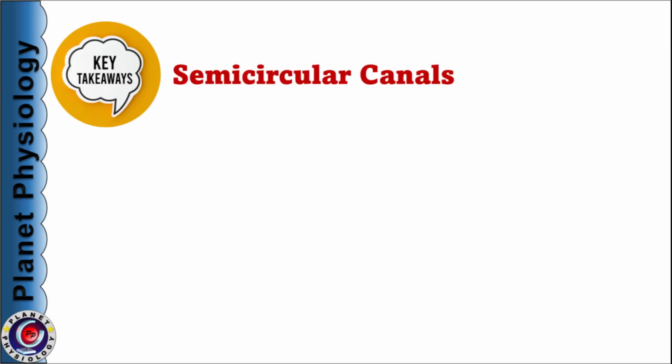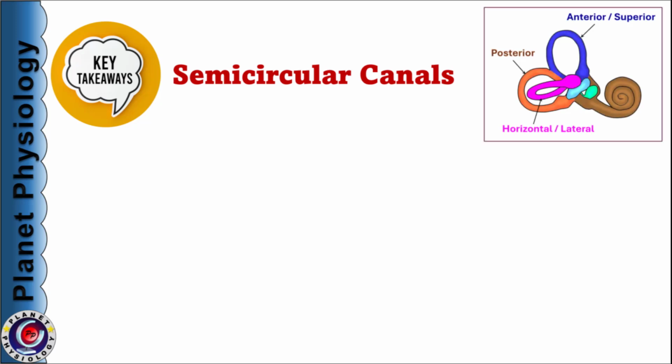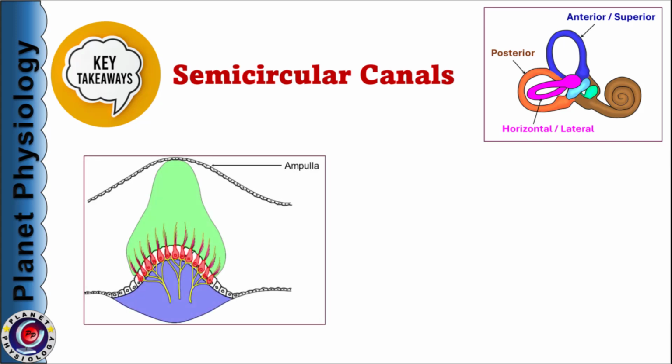Okay, so what are the important takeaways of this session? Anterior, posterior and lateral semicircular canals are oriented at right angles to each other to detect head rotation in any of the planes. Each canal ends in an ampulla which has crista containing hair cells. Their cilia are embedded in the cupula, the gelatinous mass. Bending of stereocilia towards the kinocilium excites the hair cells and bending away inhibits them.